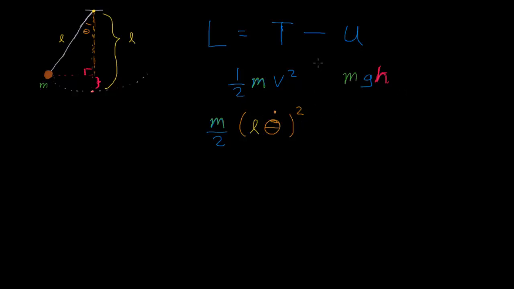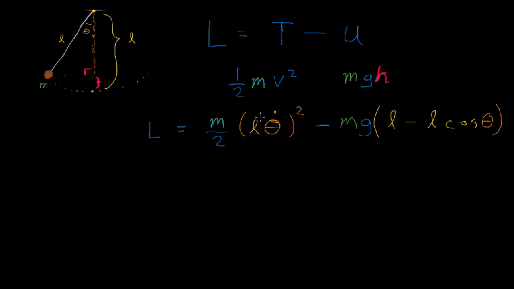I'll write out this whole equation: L equals this minus whatever we're going to find next. So I'll write m, g, and then h is just L minus L cosine of theta. I'll use orange. So we've written out this Lagrangian in terms of theta.